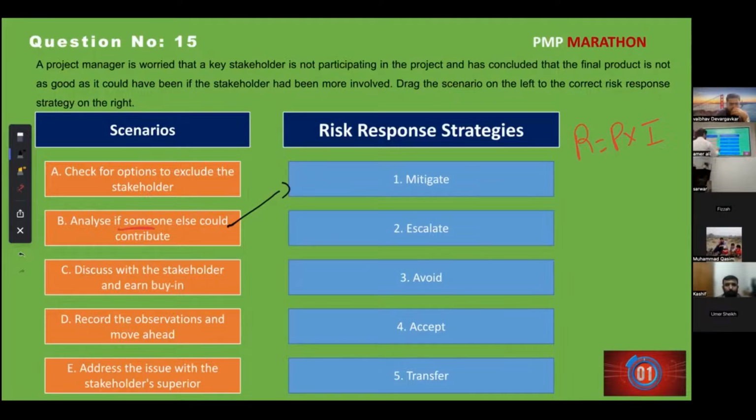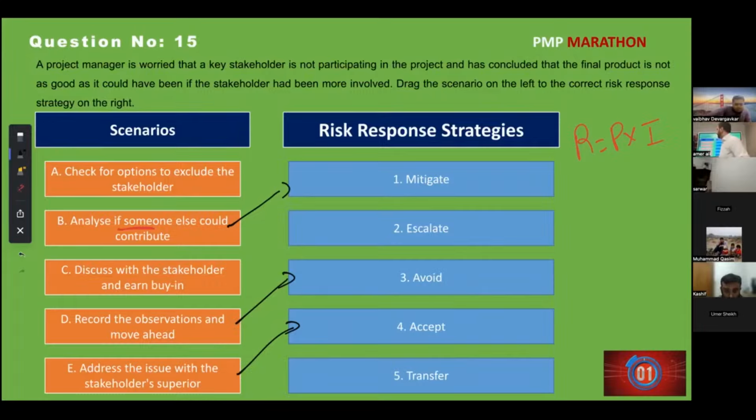I will go back to it once I get the correct answers. Address the issue with the stakeholder's superior. So I'm actually acknowledging it, I'm actually accepting it. Go E with option number 4. Analyze, okay, check for options to exclude the stakeholder. Like I'm avoiding, I'm excluding the stakeholder. I'm not sure for this one. This is tricky for me at least.